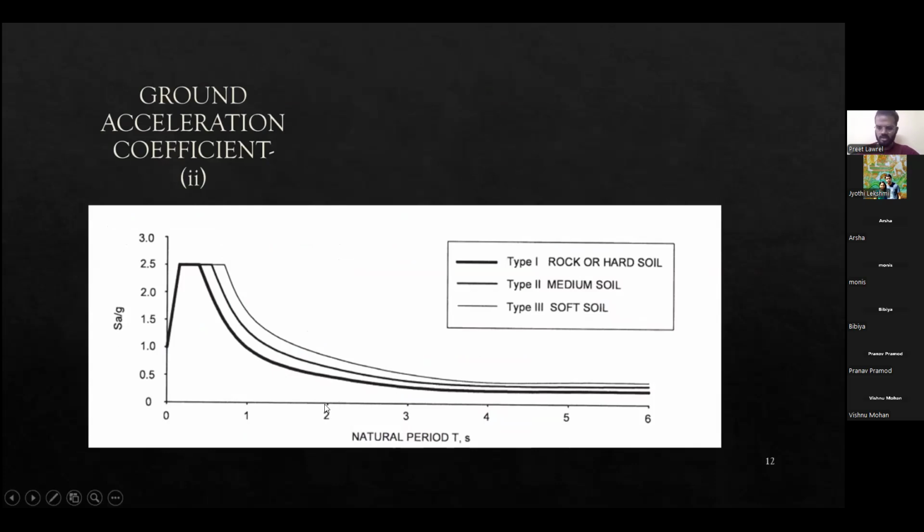So just assume that our structure has a time period of 2. So it is actually, if you can see my cursor, it is actually standing over here. If it was resting on soft soil, the ground acceleration coefficient would be 0.5. If it was resting on medium soil, it would be around 0.75. And if it was resting on hard soil, it would be around 1. What does that mean? It means that there is a difference of around 50% between soft soil and hard soil. So if you have the same identical building in two locations, and one location has hard soil and the other location has soft soil, the structure in the soft soil will have 50% more earthquake force acting on it. So that is how important the geotechnical investigation is.